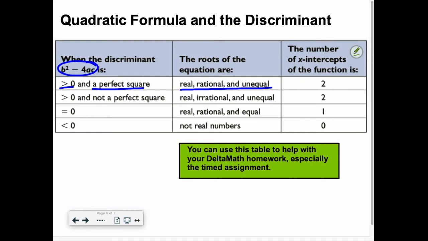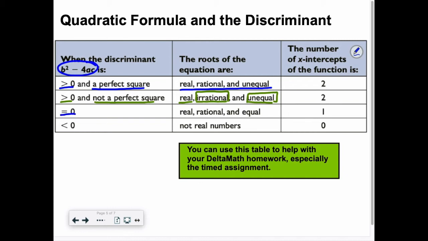Now, if it's greater than 0 but not a perfect square, it's still going to be a real answer. It's going to be irrational and unequal. The real tells us the number that can be plotted and seen. The irrational part is just because it's a square root that we can't simplify. And the unequal part is just because we'll have two roots which are not the same.